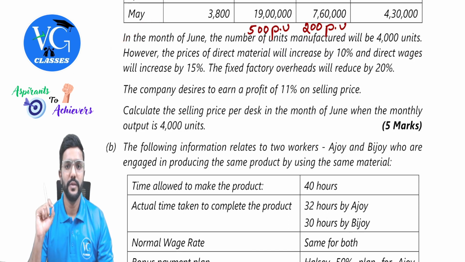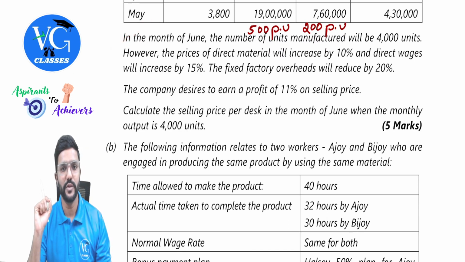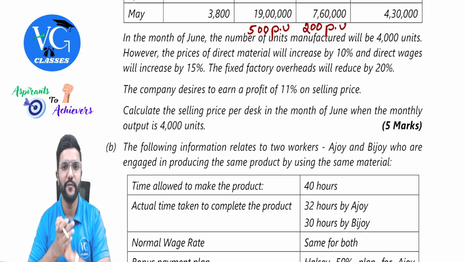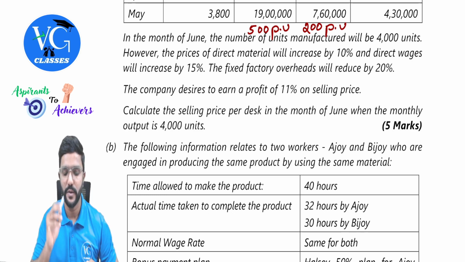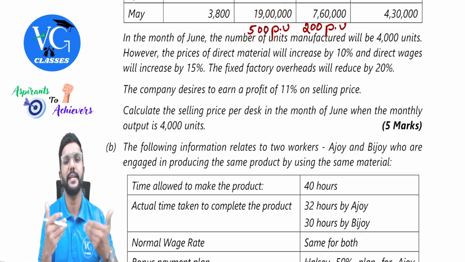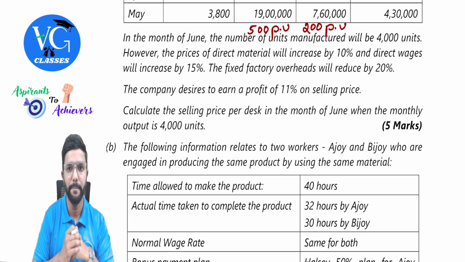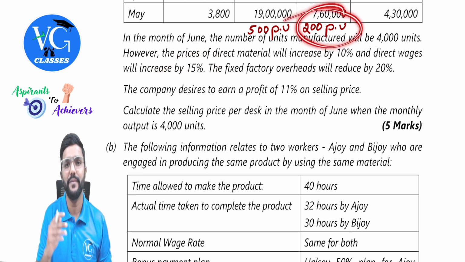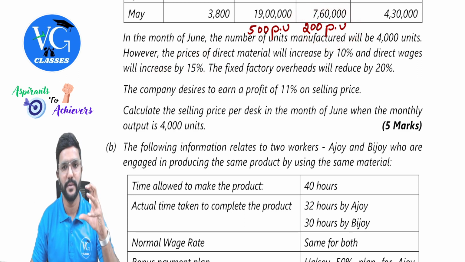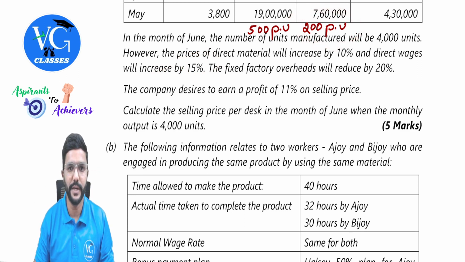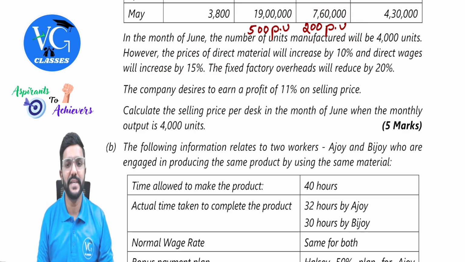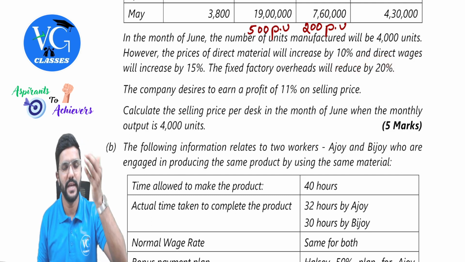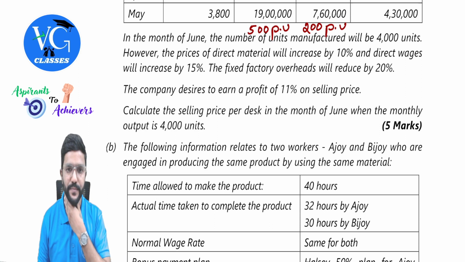In the month of June, the number of units manufactured will be 4,000 units. However, the prices of direct material will increase by 10%. Whatever is there, 500, it will increase by 10%. So it becomes 550. And direct wages will increase by 15%. So 200 will increase by 15%, guys. So it becomes 230 per unit. I am talking about per unit. The fixed factory overheads will reduce by 20%. Fixed factory overheads, we got 50,000, right? Yes, that will reduce by 20%, it seems.